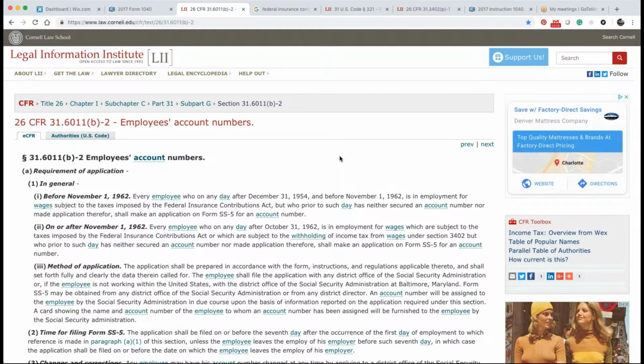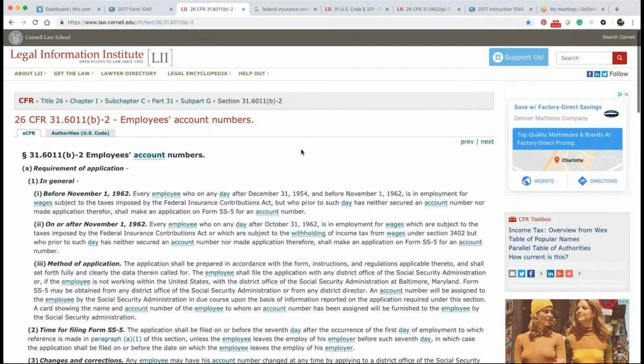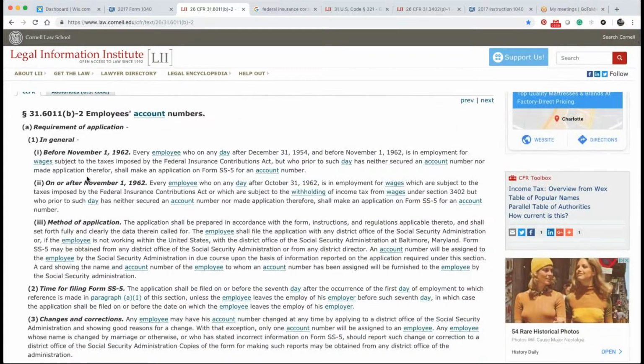26 CFR 31.6011(b)-2, employees' account numbers. Requirement of application, in general. I'm skipping number 1 because that's before 1962 and may not apply to most people right now. But here we go, number 2.